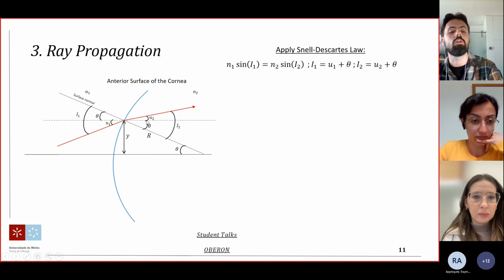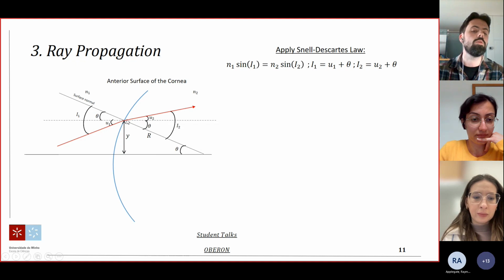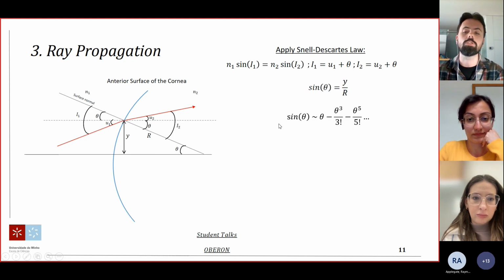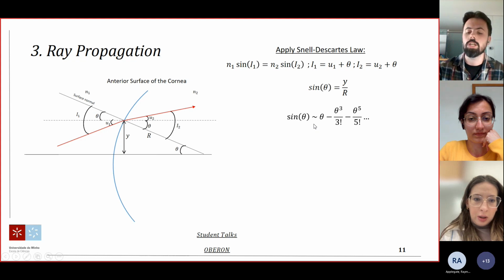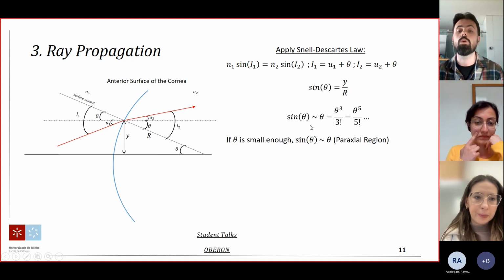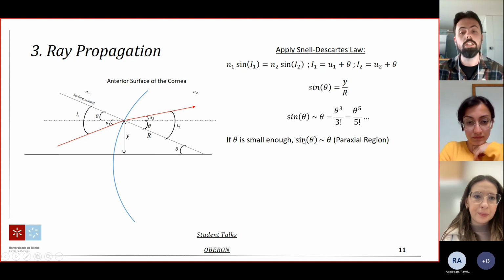Now we know by trigonometry that this angle is going to be the same as this one, so the sine is going to be equal to y divided by r. So the height at which you hit the surface divided by the radius of curvature. So if you apply now the Taylor series, it is nothing more than that you can express a function as a sum, as a linear combination of other functions. And if you are working with an angle small enough, you are going to be able to work with this approximation, the sine of the angle equal to the angle.